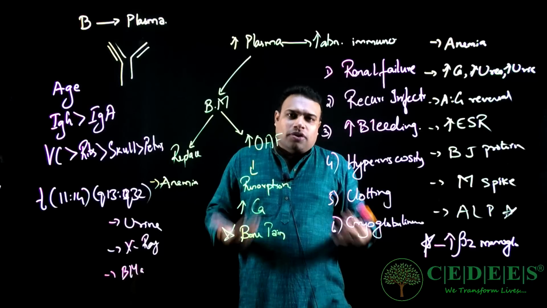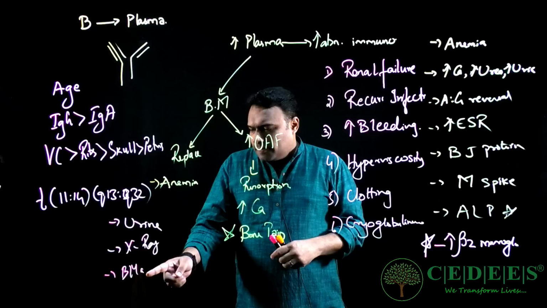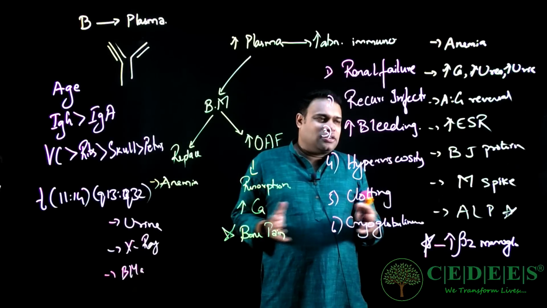You can go for a full body X-ray to check for the multiple punched out bony lesions, and you can also go for a bone marrow aspiration biopsy. I hope these things are pretty clear.